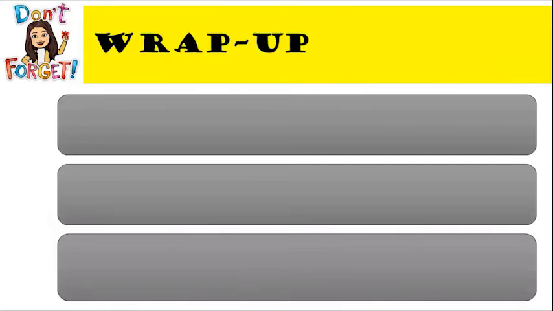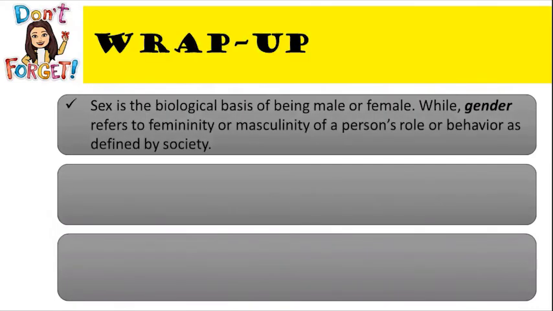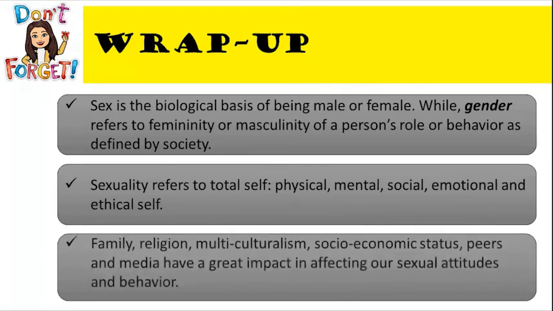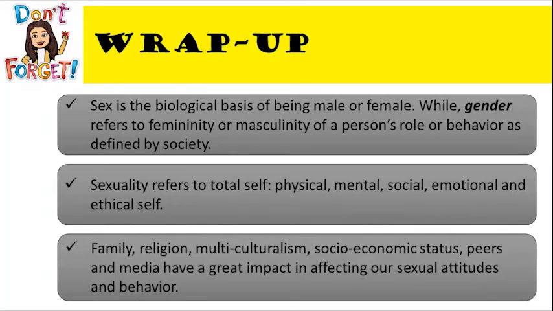And to summarize this lesson, please do not forget that sex is the biological basis of being male or female, while gender refers to femininity or masculinity of a person's role or behavior as defined by society. Also, sexuality refers to total self, physical, mental, social, emotional, and ethical self. And lastly, and the most important, family, religion, multiculturalism, socioeconomic status, peers, and media have a great impact in affecting our sexual attitudes and behavior.